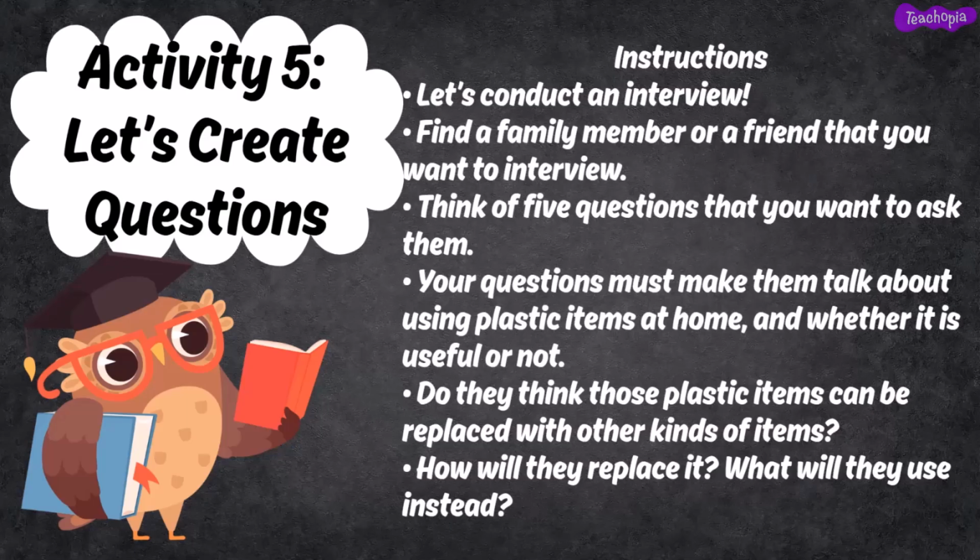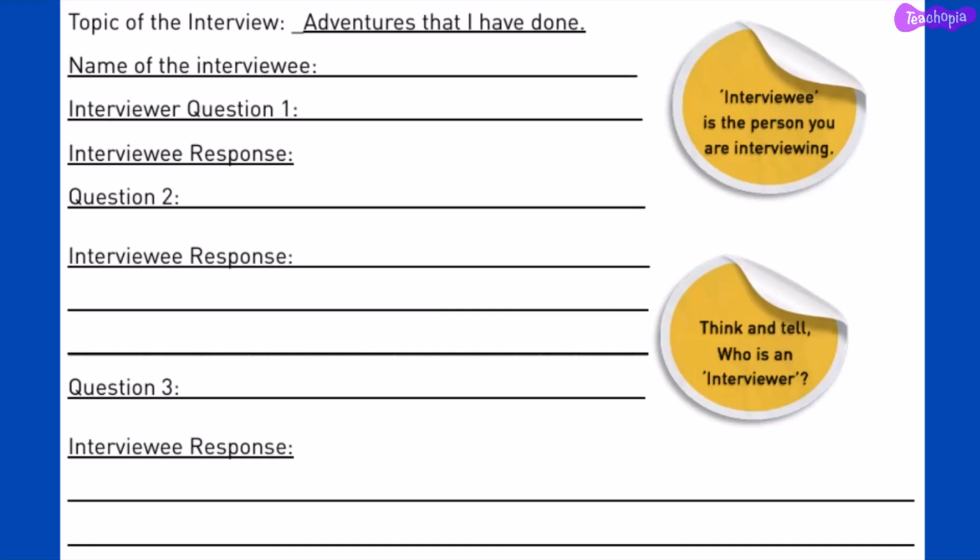Here, the learners have to conduct an interview. They have to find a family member or a friend that they want to interview. Think of 5 questions that they want to ask them. And the questions can make them talk about using plastic items at home and whether it is useful or not. They need to think about plastic items that can be replaced with other kinds of items, and how will they replace it and what will they use instead. With that, the questions can be posed likewise, and the interviewer and the response can be recorded on the sheet.